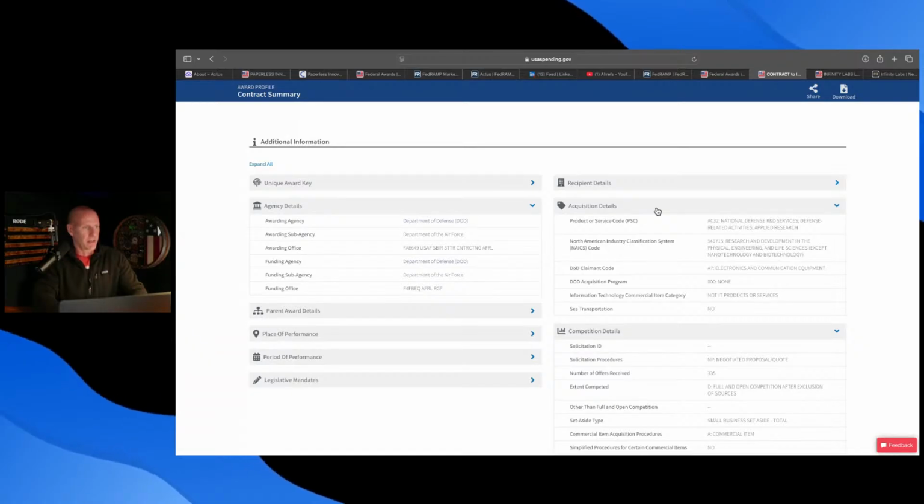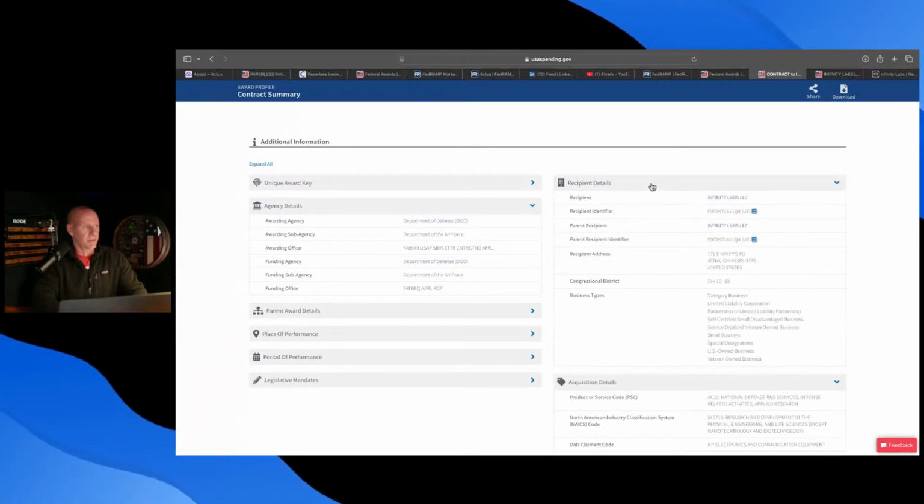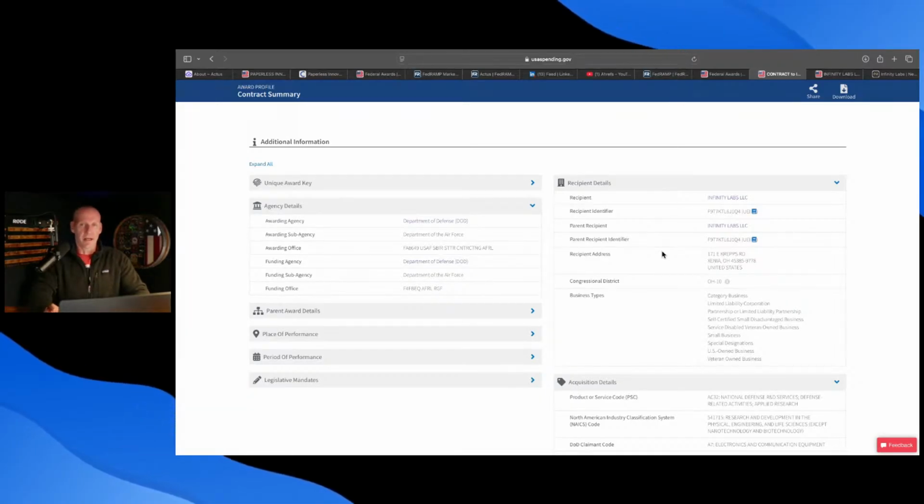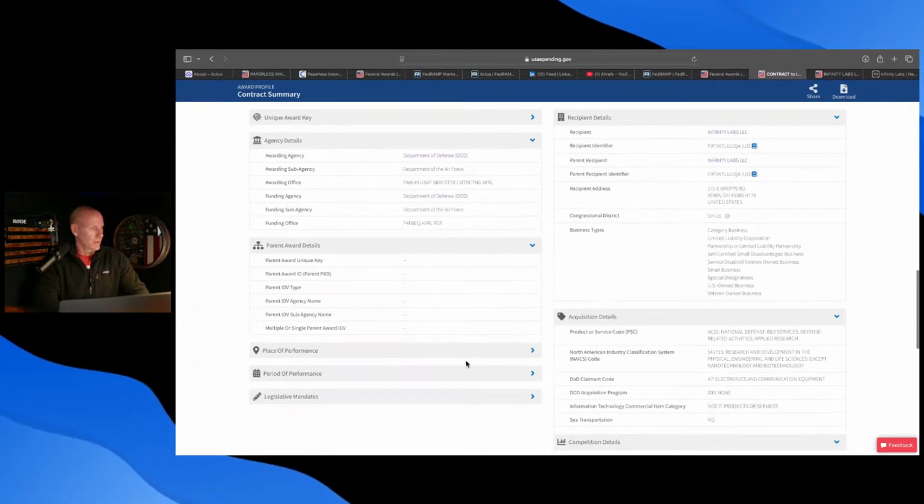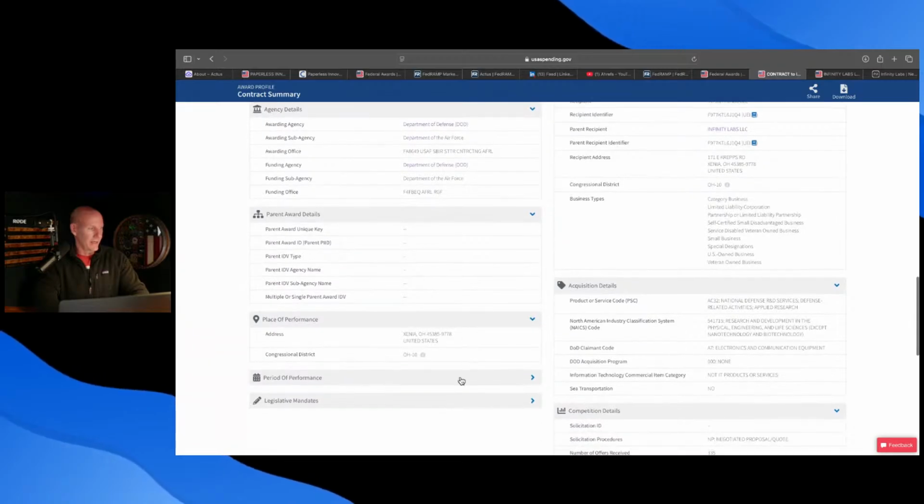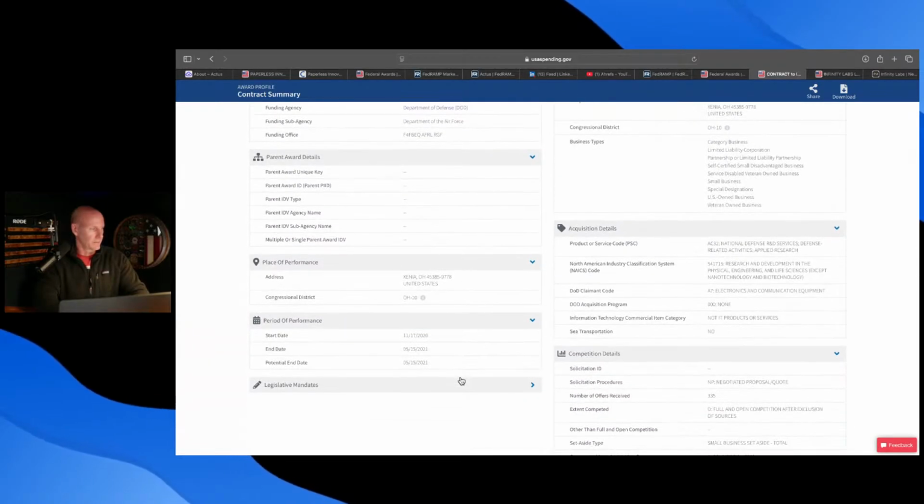Again, we're just getting a sense of how this company got started. So we already know that they got started with SBIR, right? And they potentially are on this ABMS contract vehicle as well. Again, just taking a look here, Ohio again. Okay.